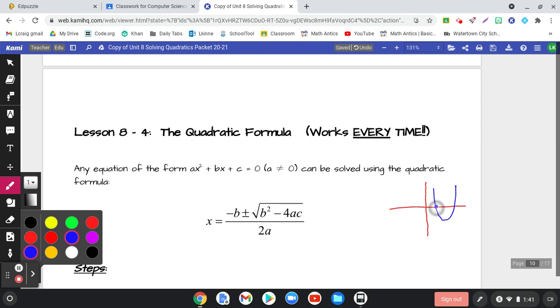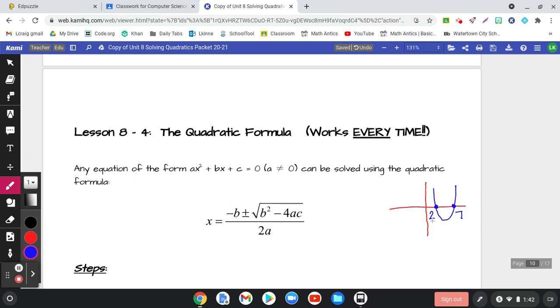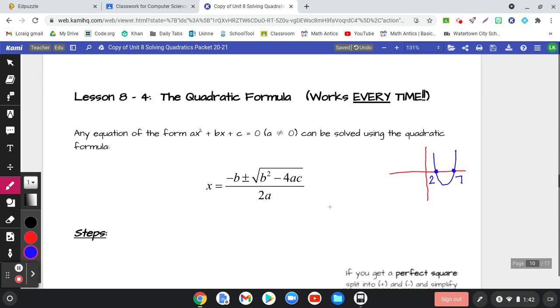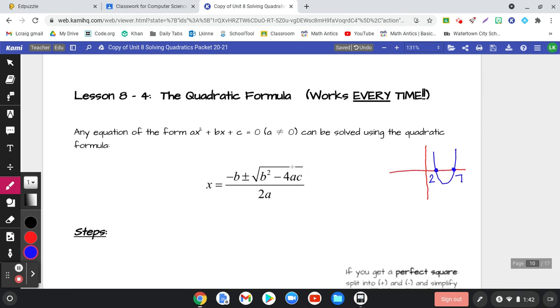Our zeros, let's say, would maybe be 2 and 7. Well, we can find those two zeros algebraically. We've talked about solving using inverse operations, where you add and subtract from both sides, multiply, divide, take the square root. We talked about factoring in the last lesson, which I know is very tricky and complicated sometimes.